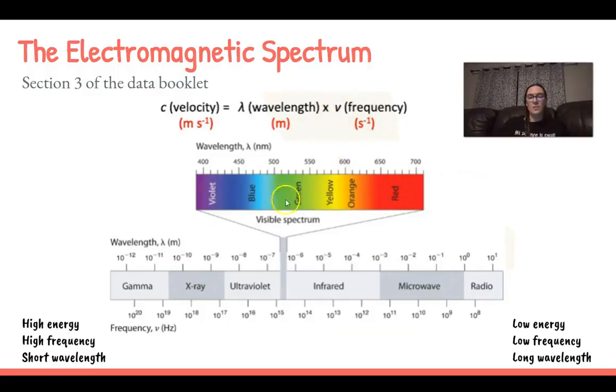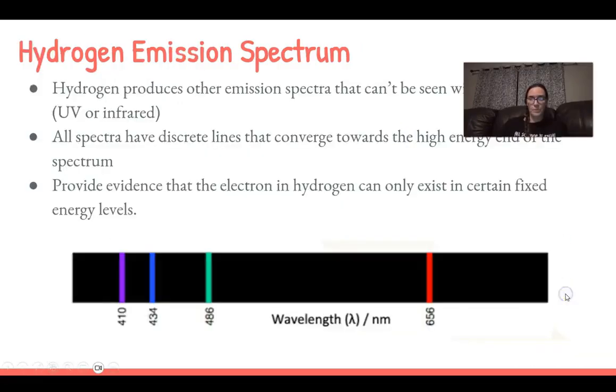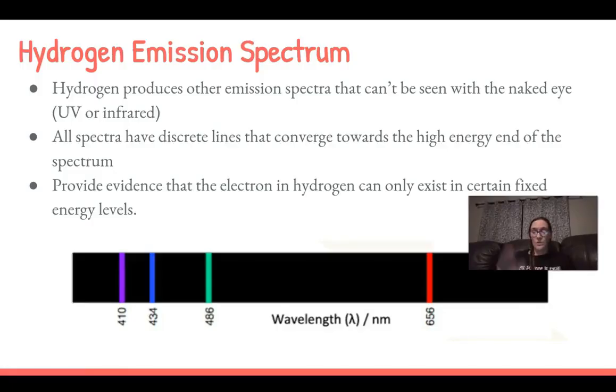And then the visible spectrum is only a small portion of the electromagnetic spectrum, ranging from about 400 to 700 nanometers in length. So we talked about the hydrogen emission spectrum before. This is a slide you've already seen.